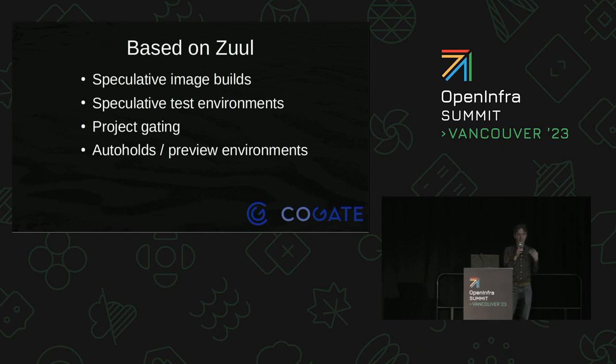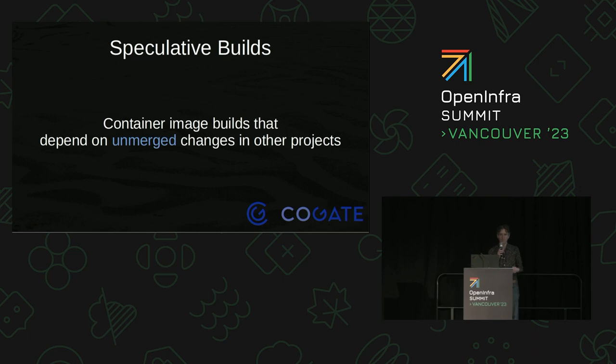It uses Zuul to do speculative image builds, create speculative test environments, project gating, and it has the fabulous autohold feature, which if you've been here for the previous talk, then you've learned all about. Autoholds let you not only log into a Kubernetes cluster to debug your application, but in this case, you can use them as preview environments. So if you want to see what your application looks like, you can have Cogate deploy it in one of these ephemeral Kubernetes clusters, and then use the autohold to preview what it's going to look and function like.